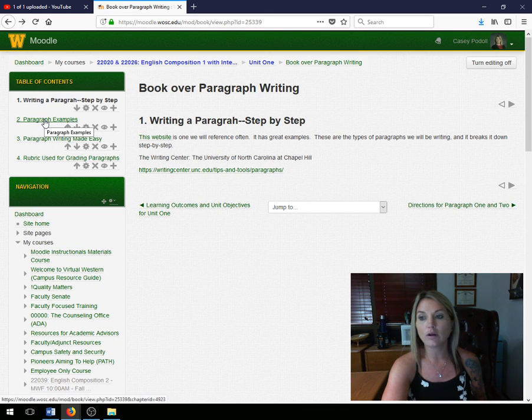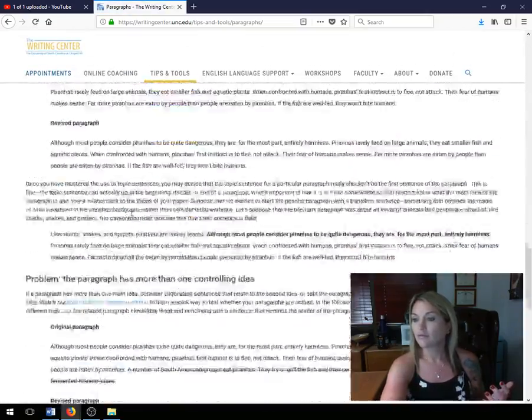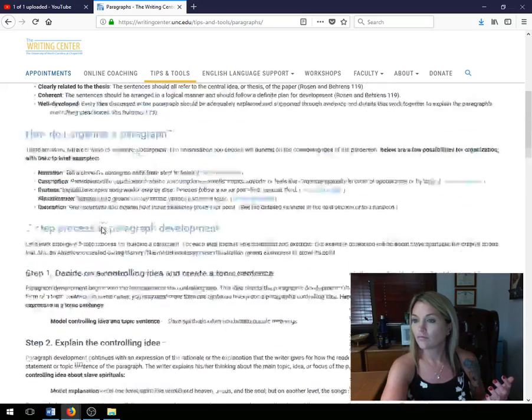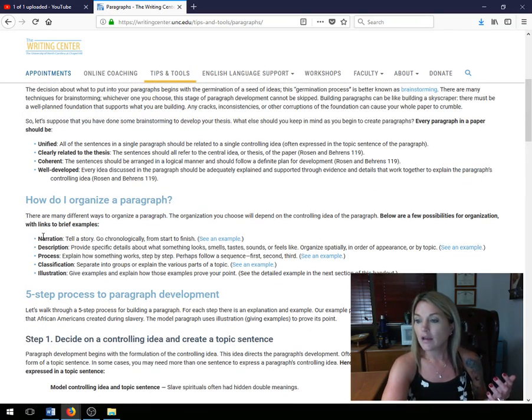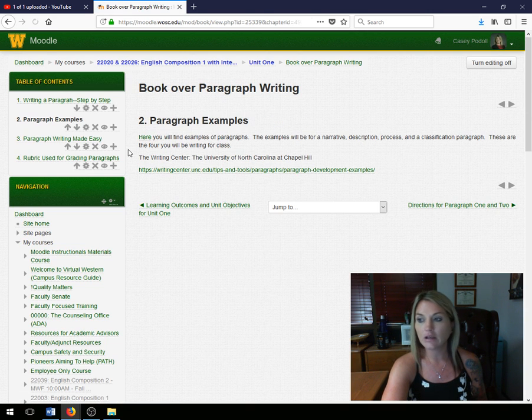The next chapter are going to be the examples. So if you go back to this one, if you scroll down, let me see here. Right here, it tells you what the main purpose is for the types of paragraphs that we're writing. So narration tells a story, description provides details. So right here is where it gives you just a very brief 1-sentence overview of what really your purpose is. Now I've elaborated on it in the directions, but you can get to the examples here, or you can click here, either way.